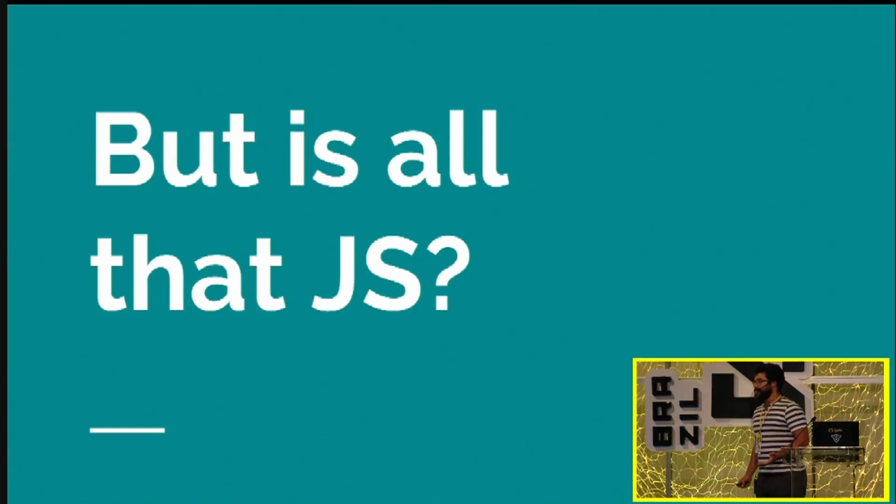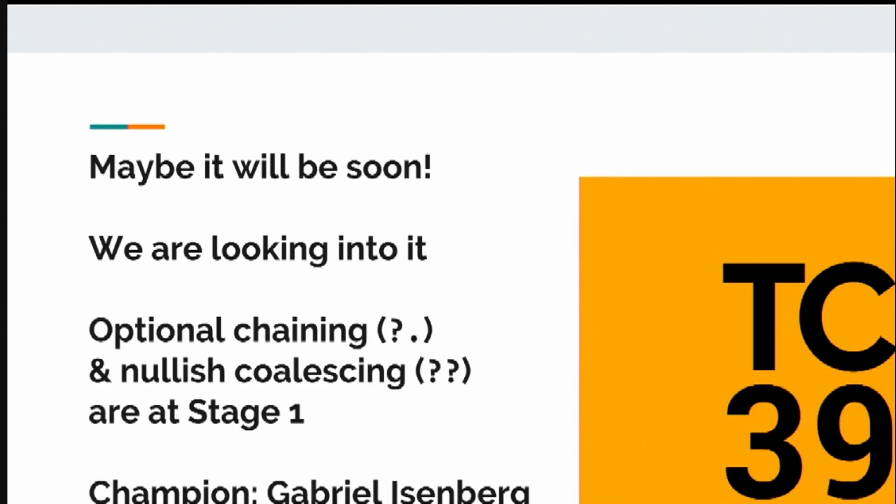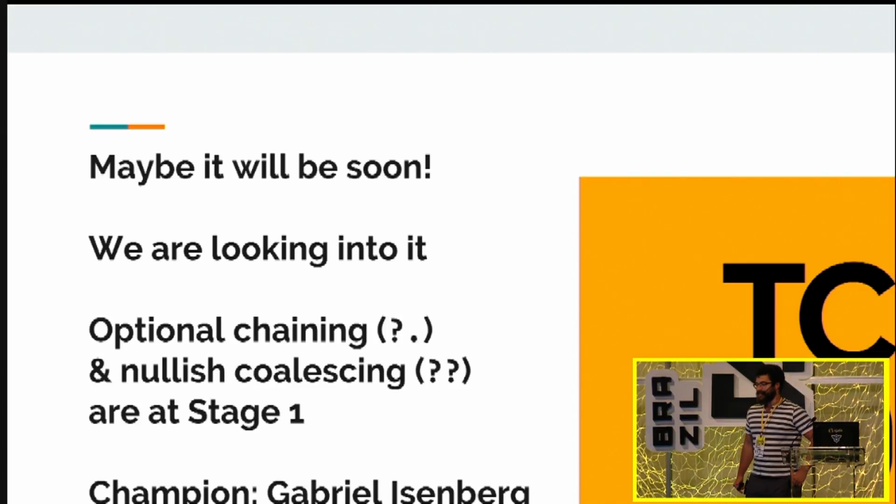But is that all JavaScript? These are just a bunch of symbols. If you type that into your console, the console is going to say syntax error, that's not JavaScript. But it might be soon. We're looking into it in TC39. These proposals are at stage 1 in TC39's process, which I'll explain to you soon. And the champion of the proposals, the sort of project manager, is Gabriel Eisenberg.